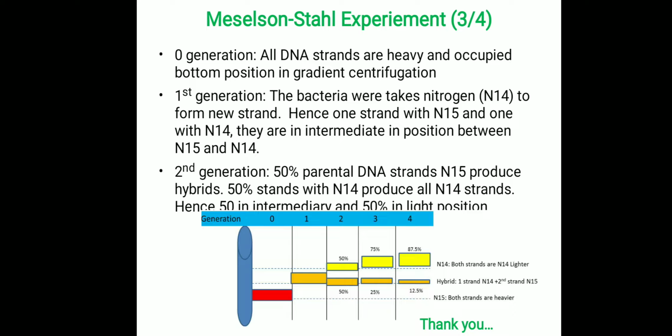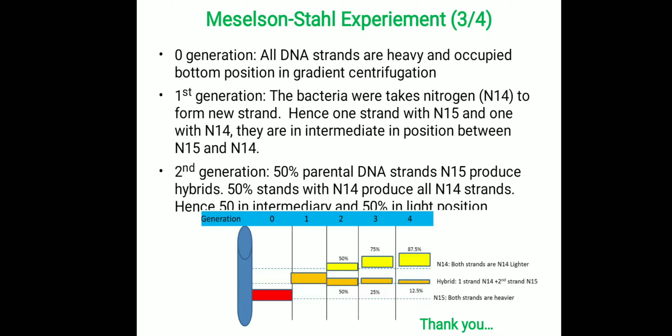Next, in generation 2, what will happen? Since they are hybrid, 50% carrying N15, 50% carrying N14. So the N14 carrying parental strand produces N14, N14 double strand, whereas the N15 carrying parental strand produces 50% hybrid, N14, N15 hybrid. That results in 50% of the DNA moving to the lighter position, that means slightly above the intermediate position, and 50% of the DNA in the intermediate position.